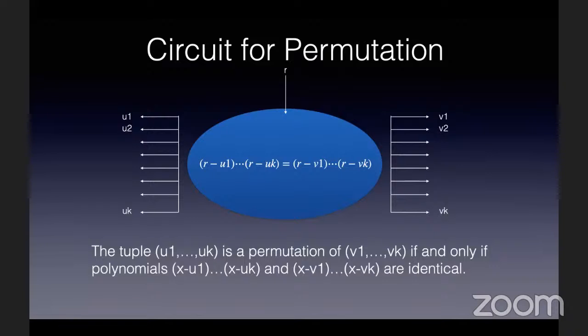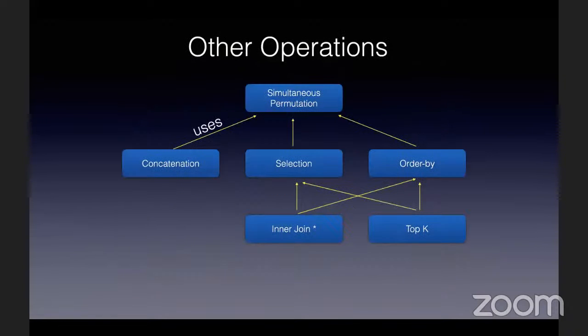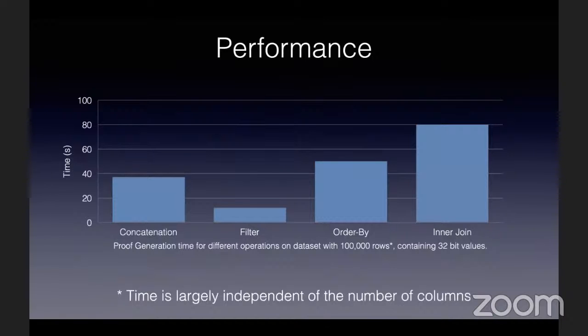Now we can also do other operations, but before concluding, I just wanted to give some sense of the performance when we try to prove these operations in zero knowledge. So we have tabulated here proof generation time for different operations on data sets with 100,000 rows, containing 32-bit values. We have not mentioned the number of columns because, due to certain optimizations that we do, this is largely independent of the number of columns.